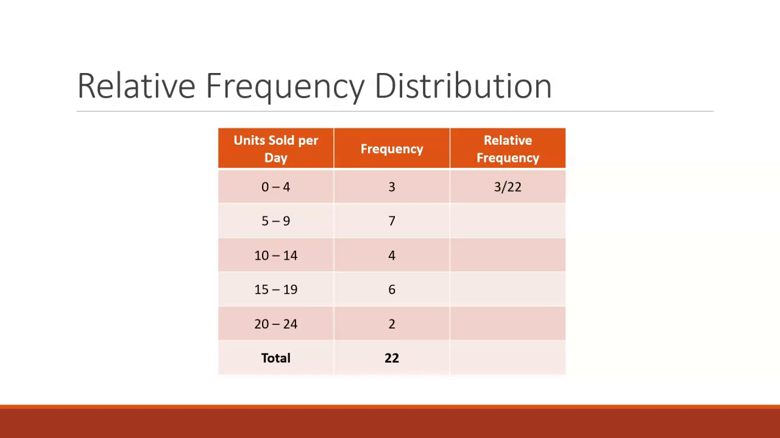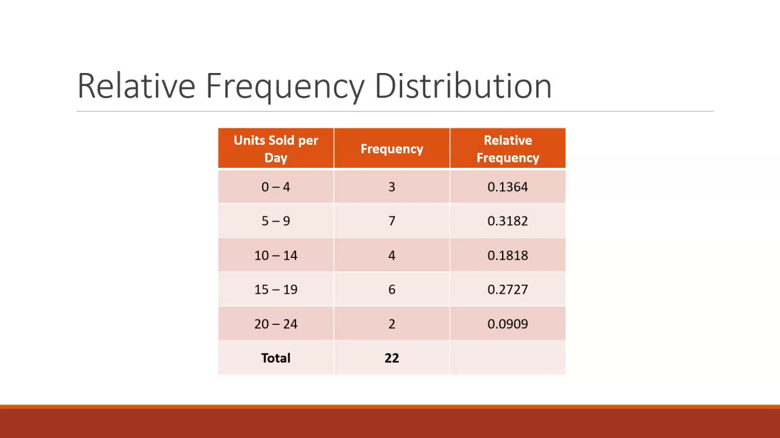So we take a look at our first class here. Notice that class frequency was 3. We now divide it by 22, the total. So the relative frequency is 0.1364. And then we would do that for the rest of them. 7 divided by 22, 4 divided by 22. And we get those relative frequencies.